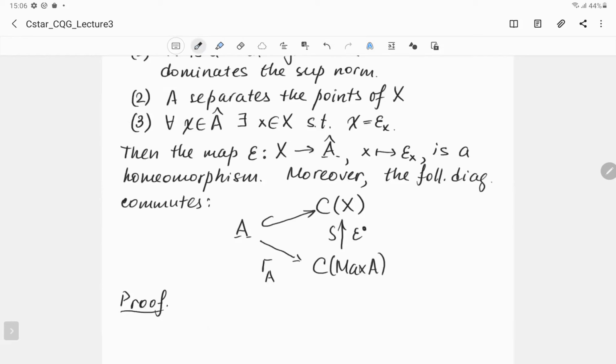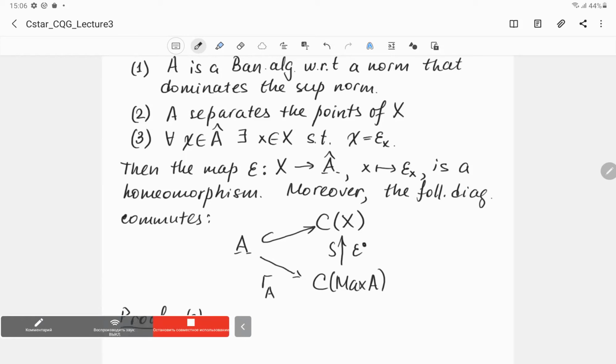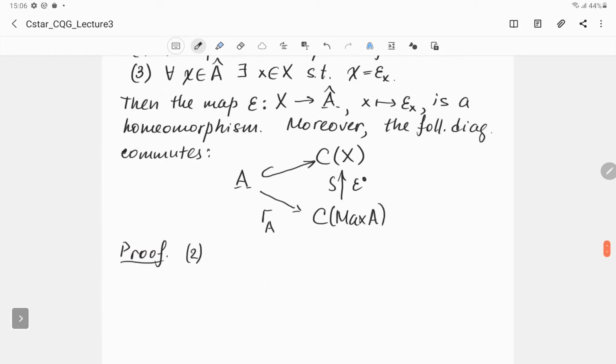Okay, now let's try to prove this result. First of all, if we look at conditions 2 and 3, we see that they mean precisely that epsilon is a bijection. So 2 and 3 together imply that epsilon is a bijection. Let's show that epsilon is continuous.